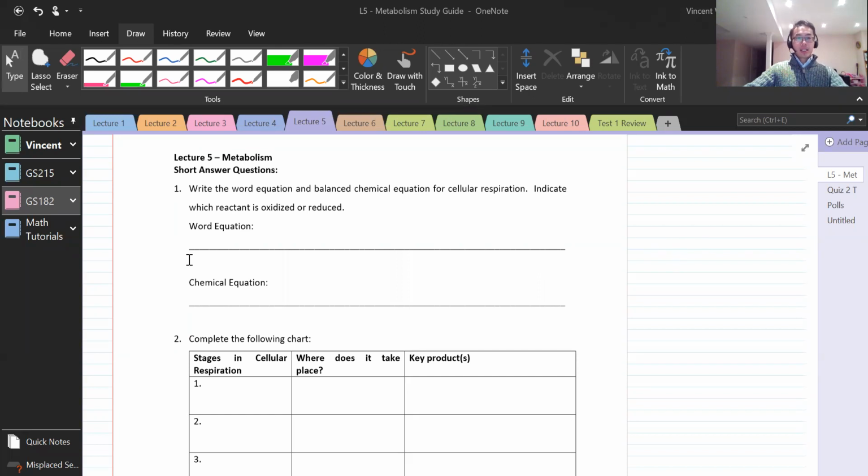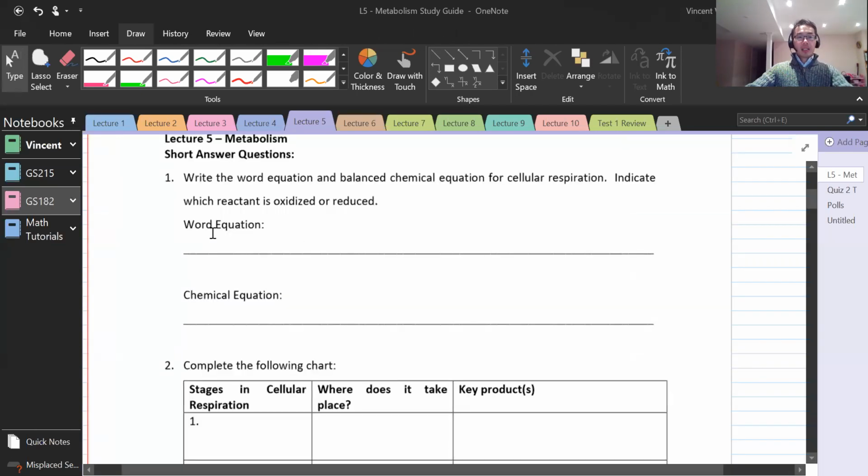Let's get started. Today, we will be doing lecture 5, which is on metabolism. Specifically, we will be talking about cellular respiration. And if we have time at the end, we will take up the lab as well. Okay, and I'll also tell you about the test and then a review for the test as well towards the end. Okay, so here we go.